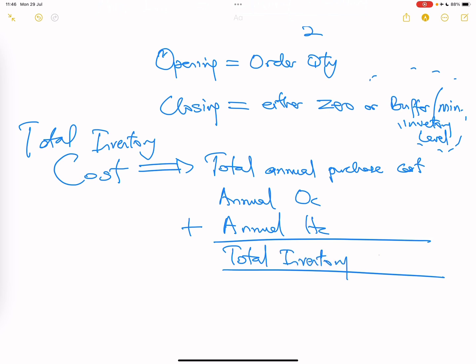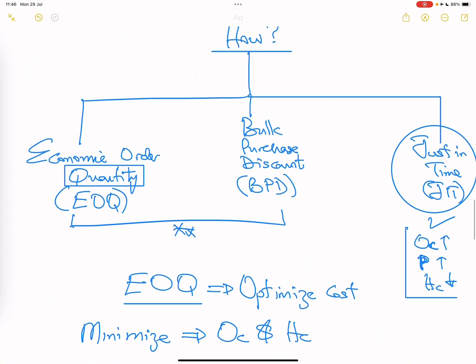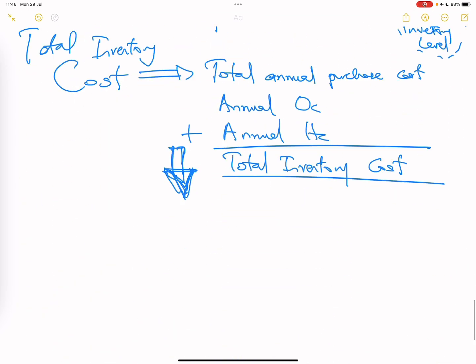And ladies and gentlemen, this is what you are trying to minimize. Every time you say you are managing inventory, this is the cost you are trying to minimize. Those three components. So now you know how to do it. Is it that you are using EOQ, or a bulk purchase discount, or just in time? Now let's go a bit into calculation.